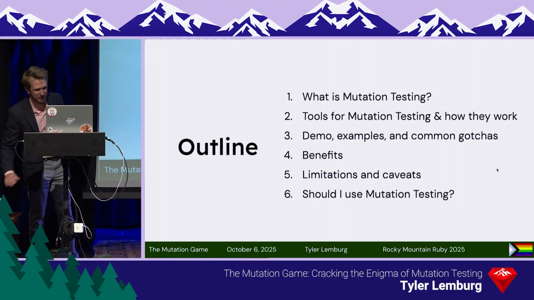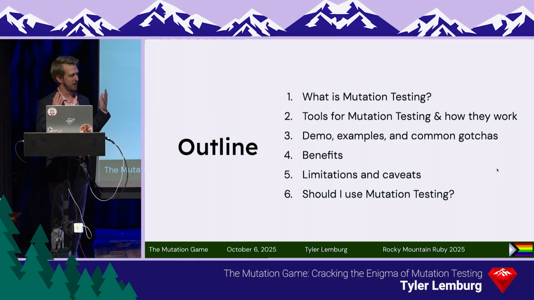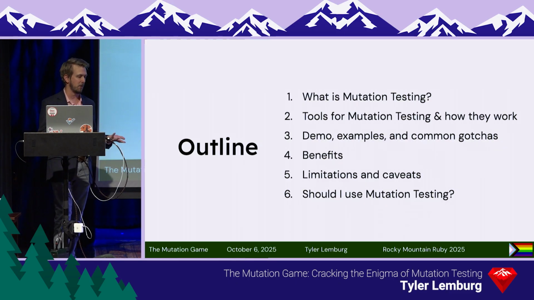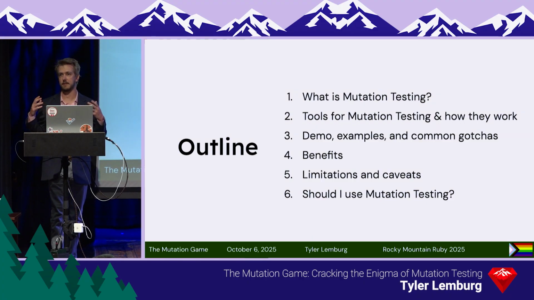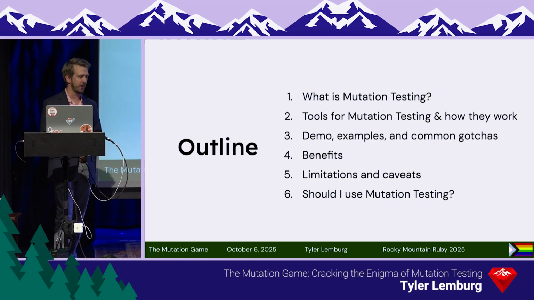So today I'm going to talk about what is mutation testing. I'm going to talk about the tools that you can use for it and how they work. We'll do a live demo with some examples, and I'll show some common gotchas in the process. I will talk about the benefits of the technique and why it's really good for certain code bases, and of course the limitations and caveats too, so we know when we don't want to use it, what the trade-offs are. And finally, I'll answer, should you use it for your Ruby or Rails code base?